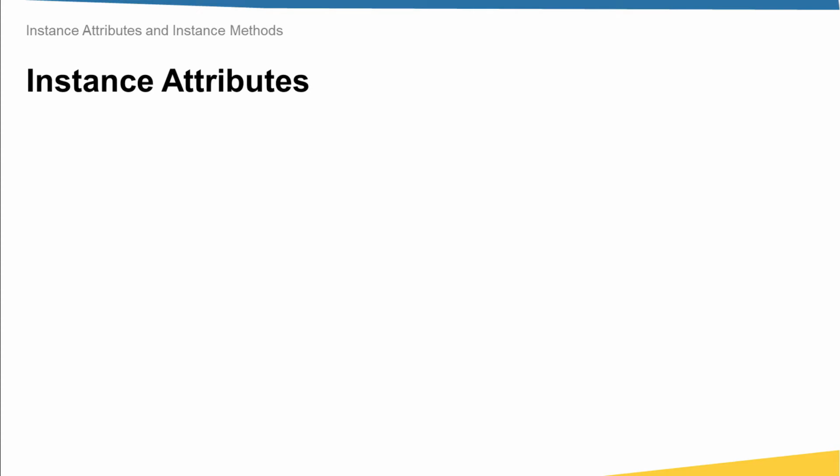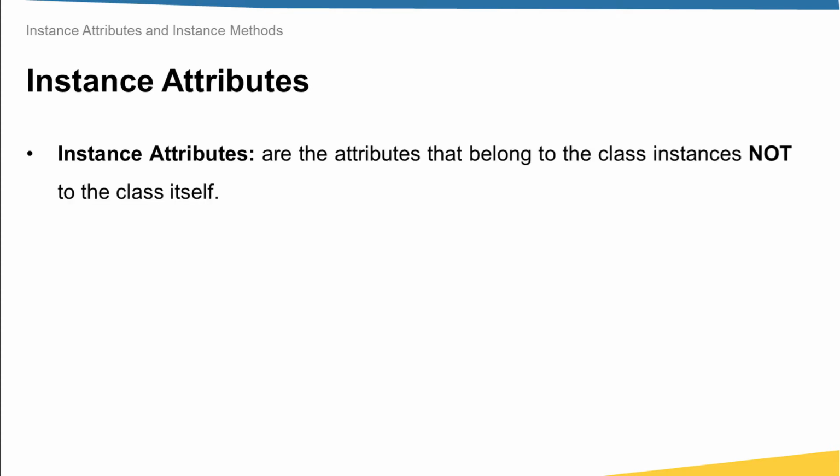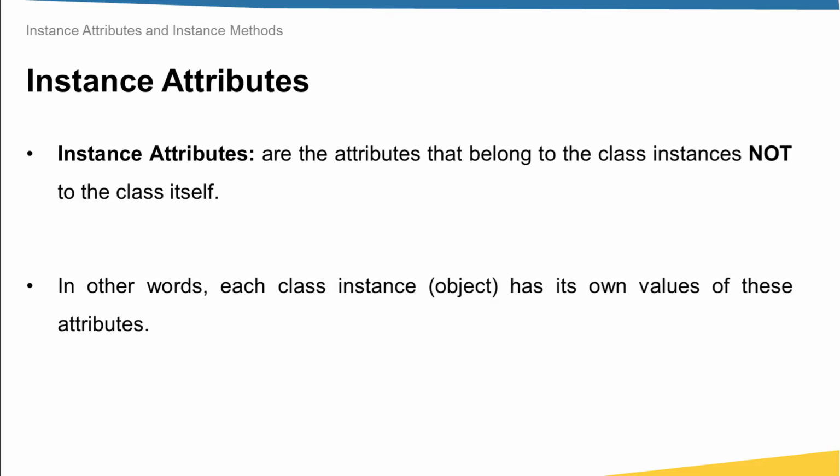Now let's start talking about the first type of attributes, which is instance attributes. Simply, instance attributes are the attributes that belong to the class instances, not to the class itself. So this is very important. To the class instances, not to the class itself. In other words, each class instance or object has its own values for these attributes.